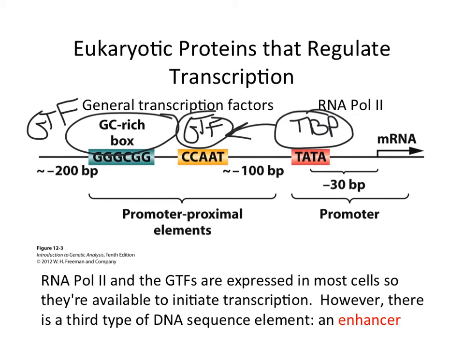General transcription factors are proteins that the cell is usually producing all the time, just like TATA binding protein. So those proteins are almost always around to help turn on transcription, to help bring RNA polymerase to the promoter, and to help produce messenger RNAs. Then, on top of these DNA sequences that are in the promoter or near the promoter, there are the enhancers.